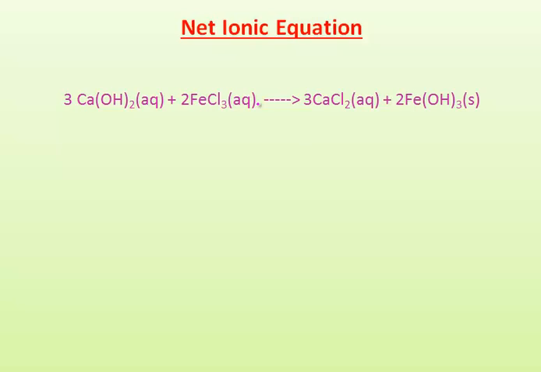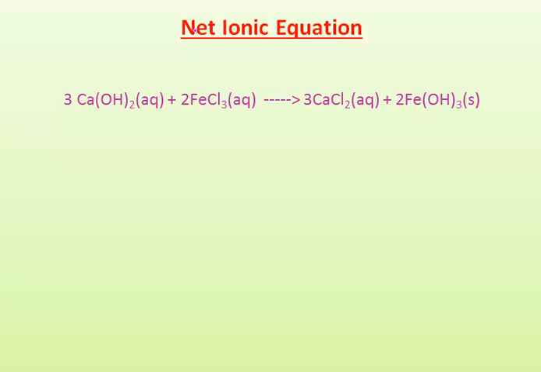This is a balanced chemical equation given, and I will discuss how to write the net ionic equation for this given equation. A net ionic equation is an equation which includes reacting ions and spectator ions. Spectator ions are the ions which are present on both sides of the equation.